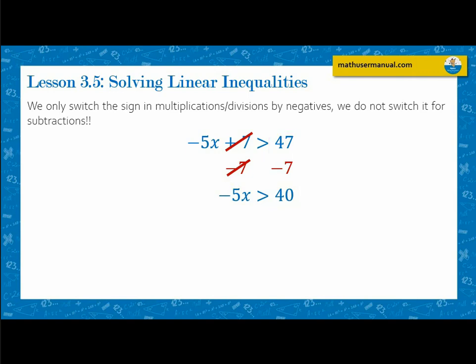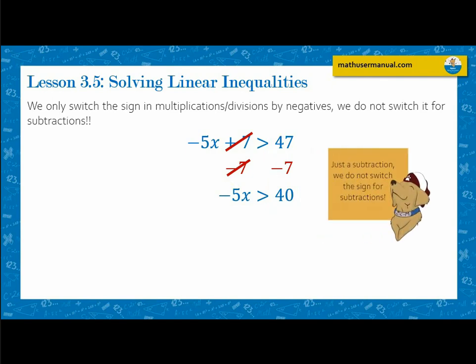Now, you may feel tempted one more time to change the direction of the inequality sign because we're subtracting by a negative 7. But remember, the rule is only when there is multiplication and division. This is a simple subtraction. For subtractions, we do not switch the inequality sign. We only do it when we multiply or divide by negative numbers.